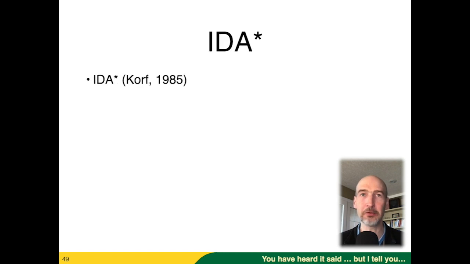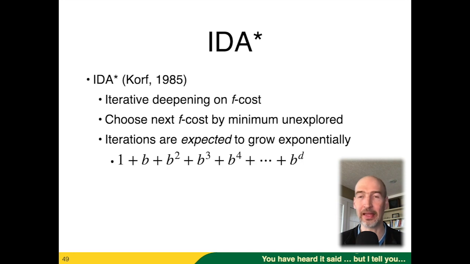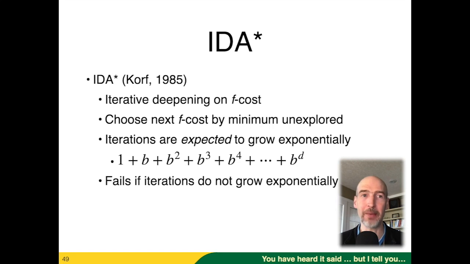Now, this may sound really familiar because this is actually what IDA star is trying to do. So IDA star does iterative deepening on f costs, but it chooses the next f cost by the minimum unexplored f value. And that works when we assume that the tree grows exponentially, and in expectation they do. But IDA star will fail, and fail very badly, if the iterations don't grow exponentially. So again, the solution to that is a budgeted tree search, which is a drop-in replacement for IDA star. And check out the main set of talks in the conference to see how budgeted tree search works. It's very similar to what we're talking about here.